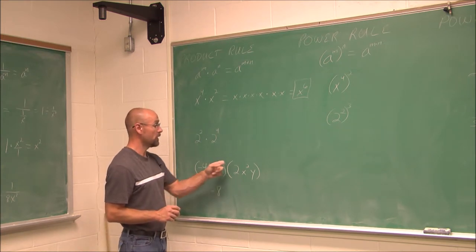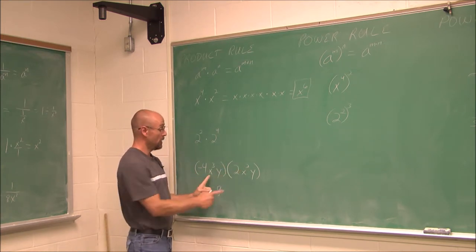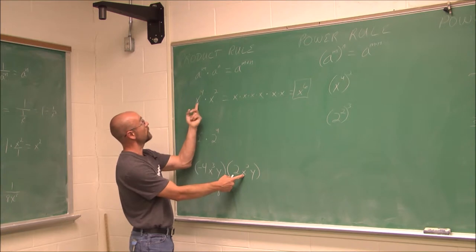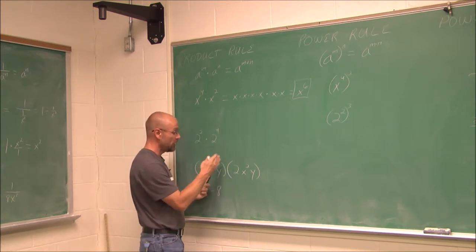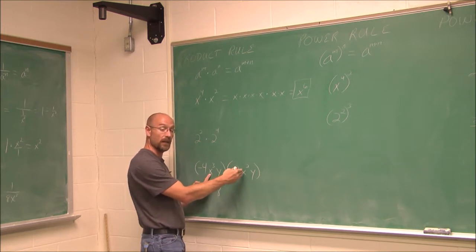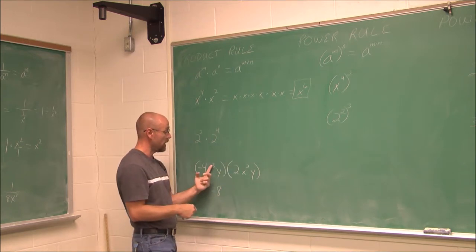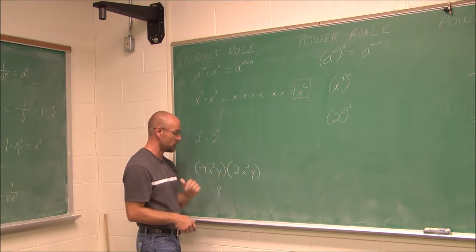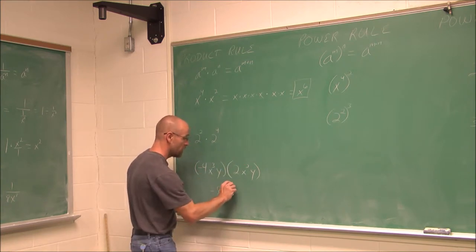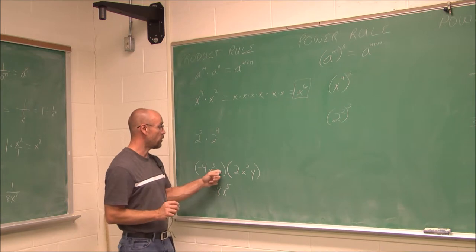X cubed and x squared, they are just like this, x to the fourth, x squared. The only difference is the powers. X cubed is being multiplied by a term that contains an x squared. So I can say x cubed times x squared is x to the 3 plus 2, which is x to the fifth. And then I have y times y.